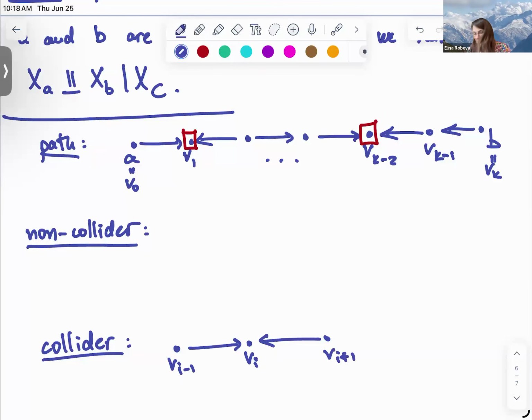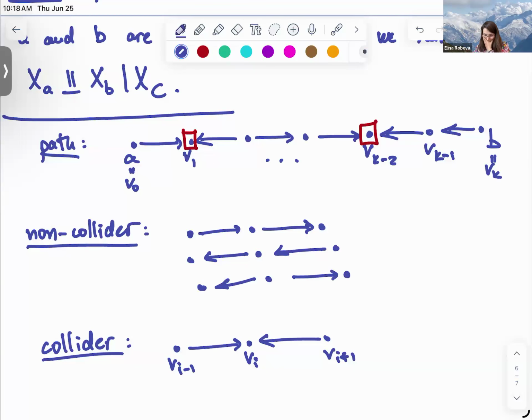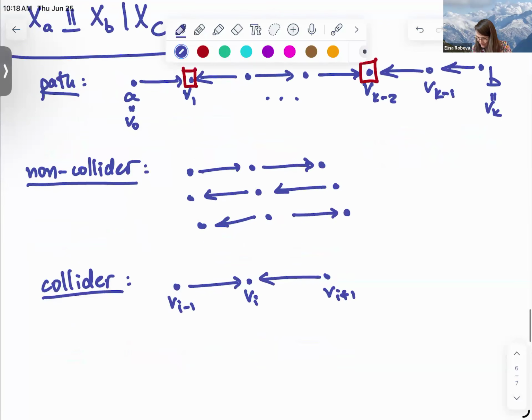And a non-collider is any of the other three options, right? So a non-collider could be if the path is going this way, or this way, or both of them are going out. Okay, so there are these two kinds of vertices on a path. And now, what is d-separation?